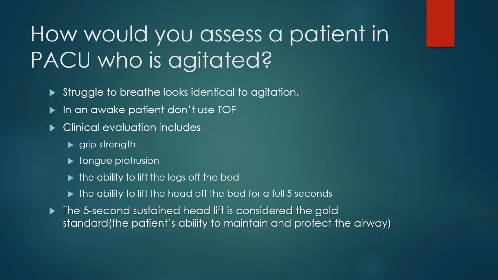head off the bed. And of all of these maneuvers, the 5-second sustained head lift is considered the gold standard because it reflects not only generalized motor strength, but more importantly, the patient's ability to maintain and protect the airway. In extubated patients, if they can strongly oppose the inside of their teeth against the tongue depressors, they can also have return of pharyngeal muscle tone. And this maneuver usually correlates with an average train of 4 of 0.85, so it gets pretty close. But if they can do the 5-second head lift, you're good to go.